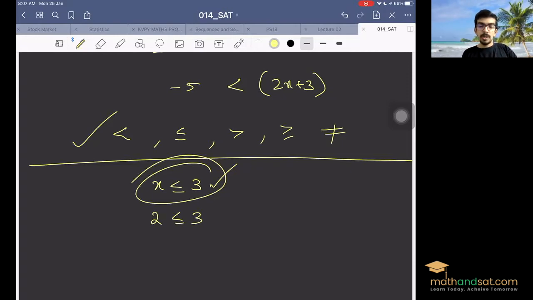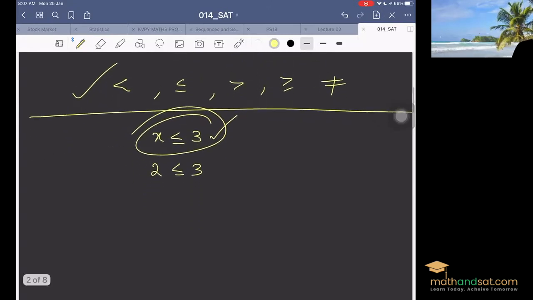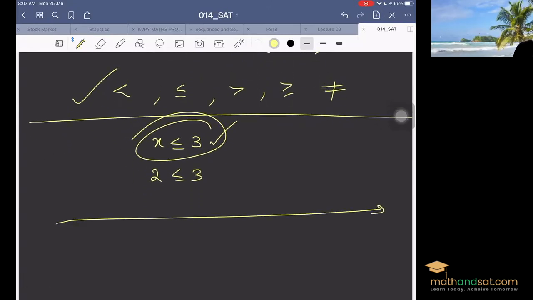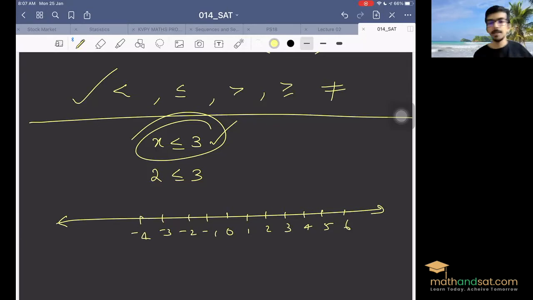So there are two ways to represent this solution. One way is using a number line. You just draw a number line and mark the numbers 0, 1, 2, 3, 4, 5, 6, and -1, -2, -3, -4, all those numbers on the number line.